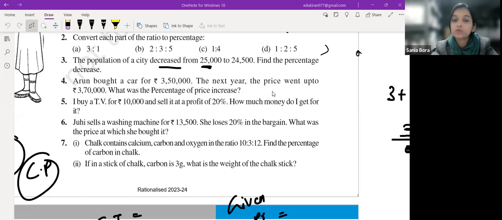CP is not given to you, right? So you will take it as X, right? Okay, solve it. I'm just bringing my notepad. I have to connect it and then I'll solve, okay?